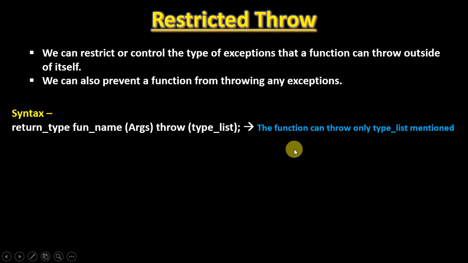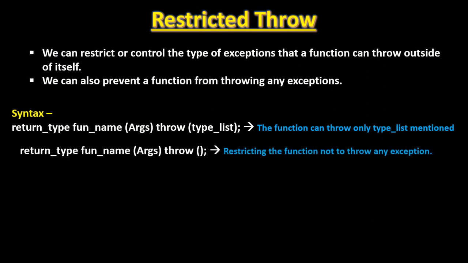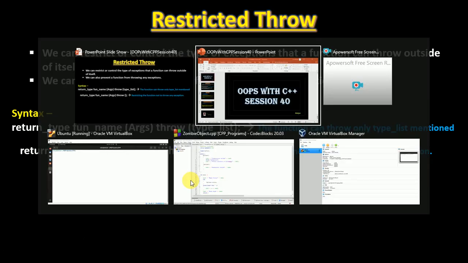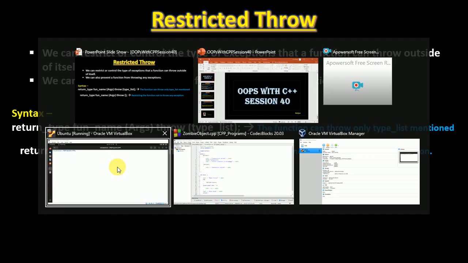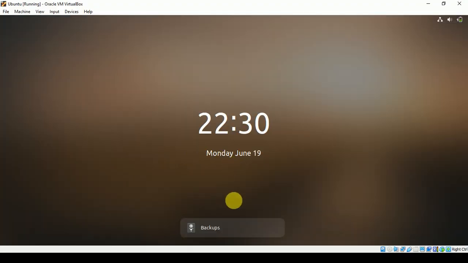But if you don't want to throw any exception from the function definition, you can write throw and give an empty list. Then the function is restricted not to throw any exception. If you try to throw any exception from this function definition to outside, then abnormal termination will take place. Okay, now let's discuss one program.